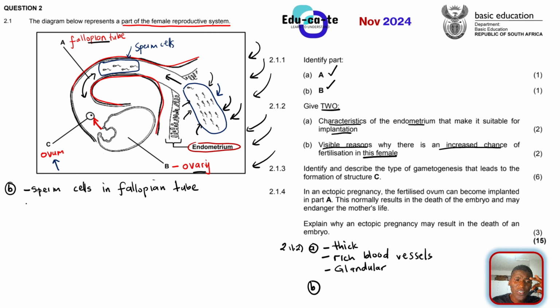Grade 12s. All right. They say two visible reasons. What other thing can we see here from the diagram? Remember, we need two things for fertilization to take place.